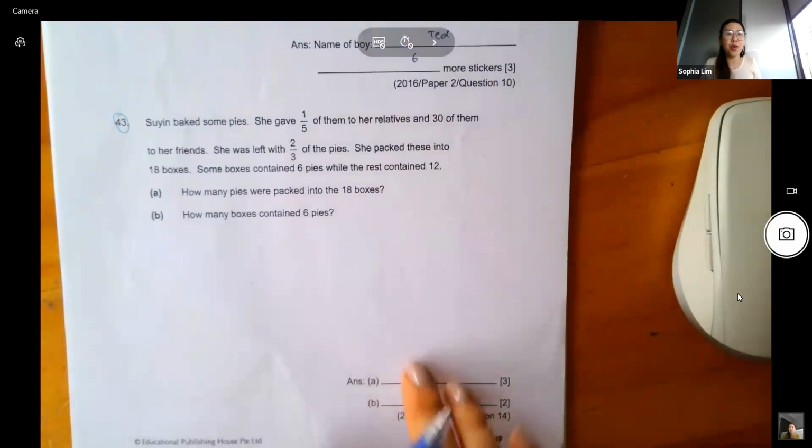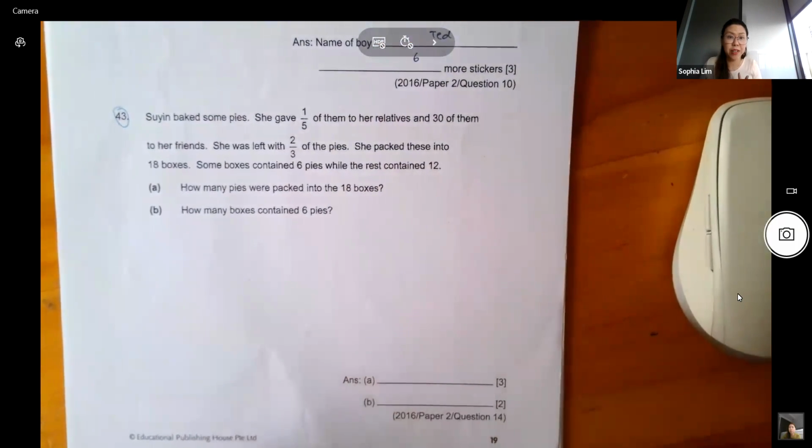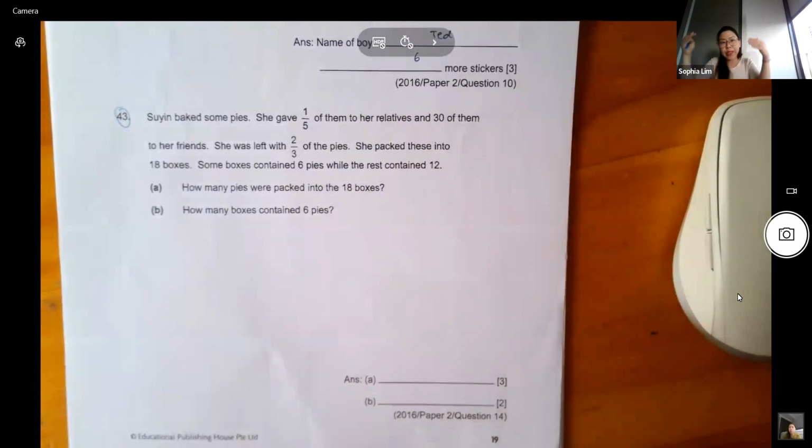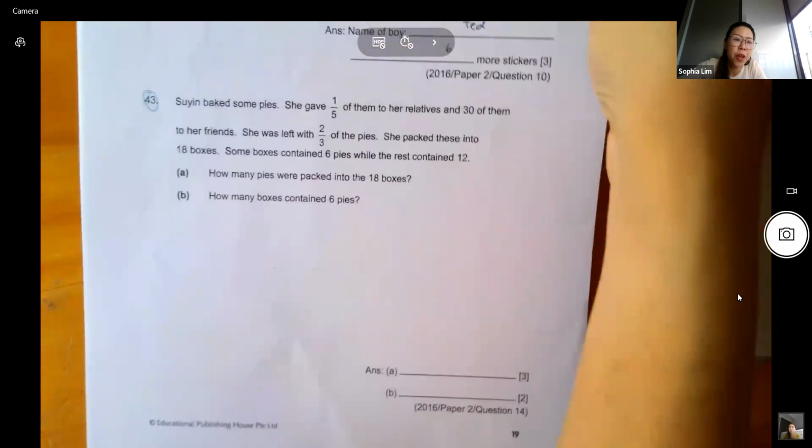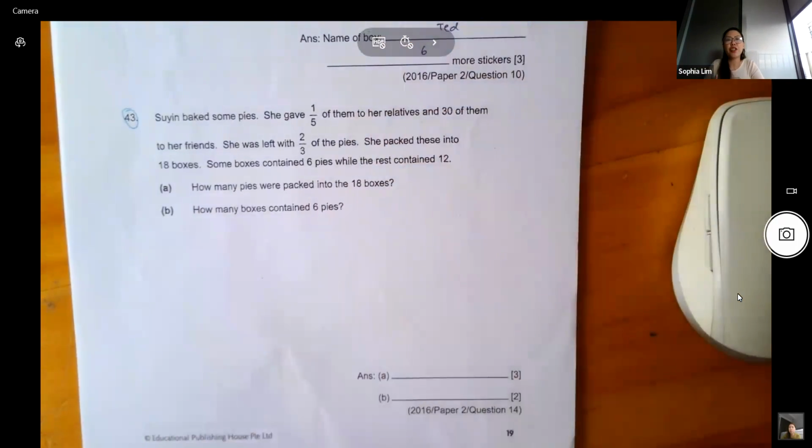Last but not the least, I would like to bring you very quickly through question 43, a 5-mark question. I like this question because it's not exactly very difficult, yet it's also not exactly very simple, because there are 2 heuristics infused into this question. Su-In baked some pies. She gave 1/5 of them to her relatives and 30 of them to friends. She was left with 2/3 of her pies. She packed these into 18 boxes.